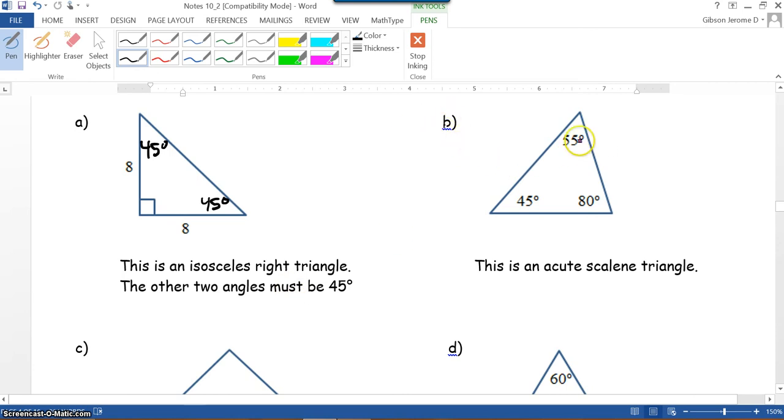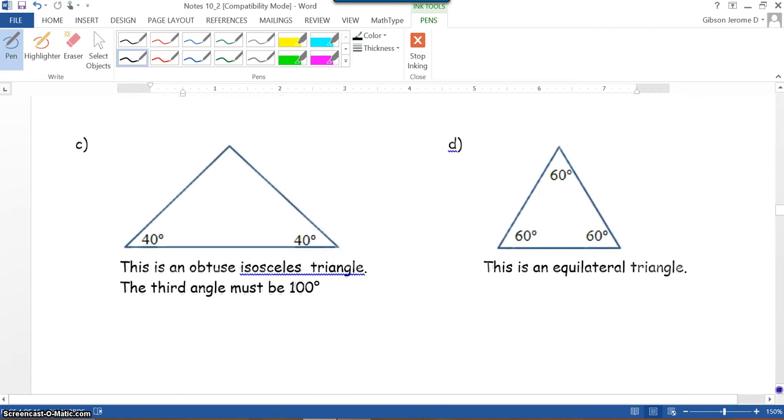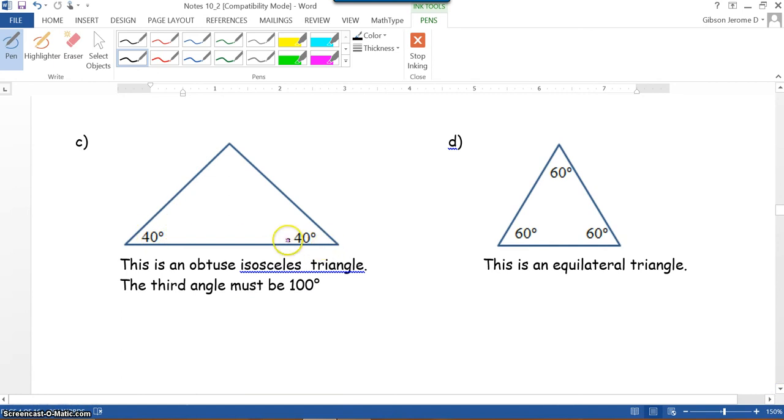Now we have B. You notice all of these angles are different, and then since all of the angles are different, that means all of the sides are different. So this is an acute scalene triangle because all of the angles are less than 90 degrees as well. Now we come here, we have two sides that are 40, two angles that are 40. So we know this is an obtuse triangle because this angle would be greater than 90 degrees.